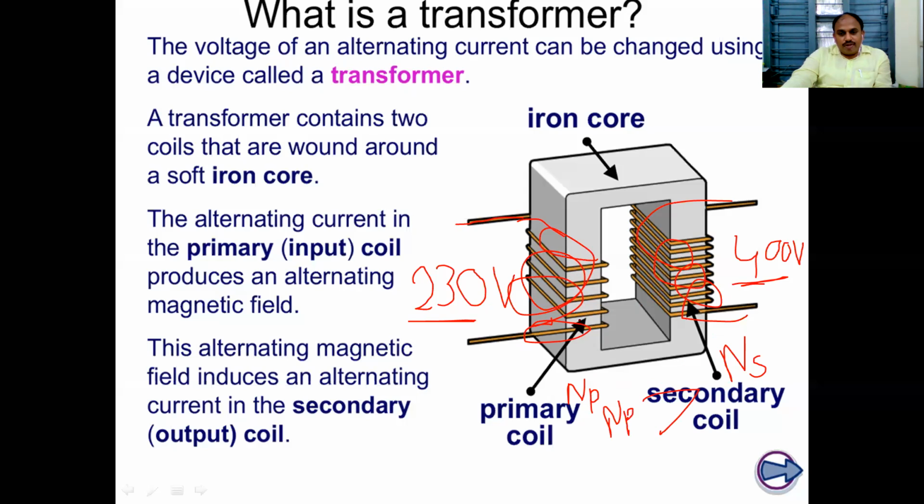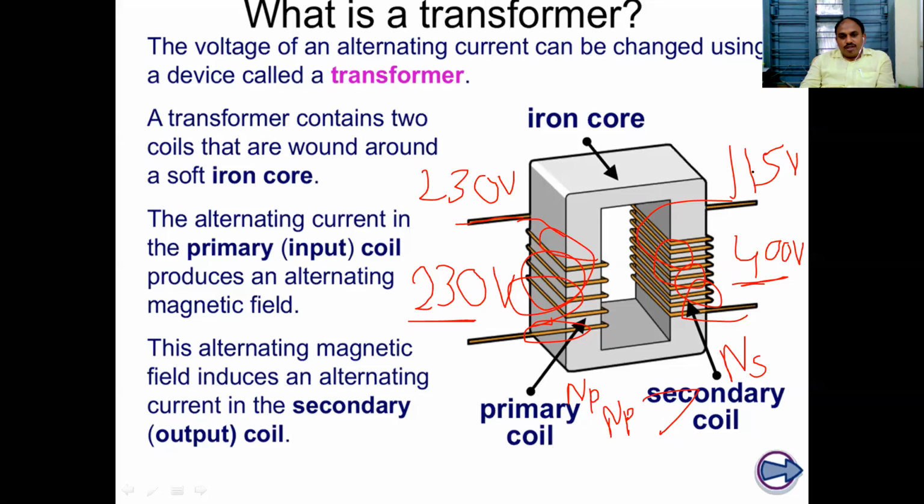Similarly, if the number of turns in the primary is more as compared to the secondary, the transformer is called a step-down transformer. That means the voltage is converted, 230 volts is converted into 115 volts. Then the transformer is called a step-down transformer. Depending upon the number of turns in the primary or secondary, the transformer voltage levels change.